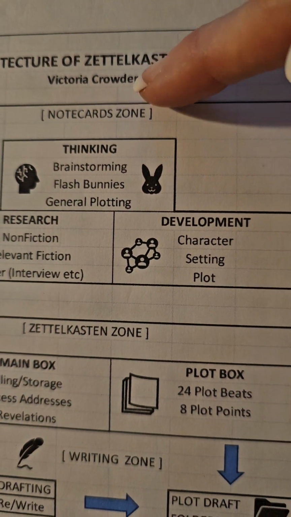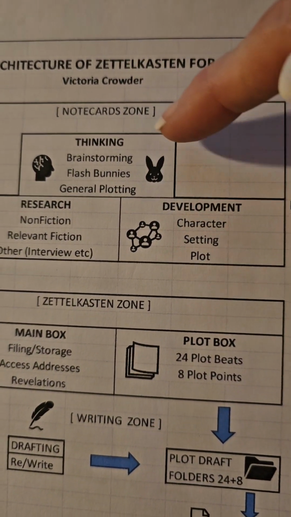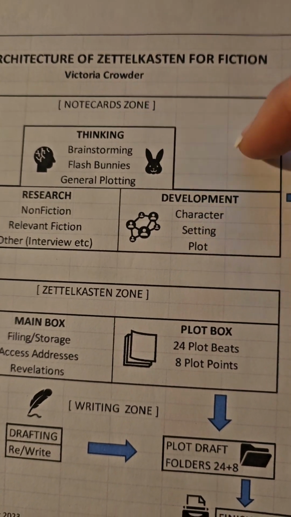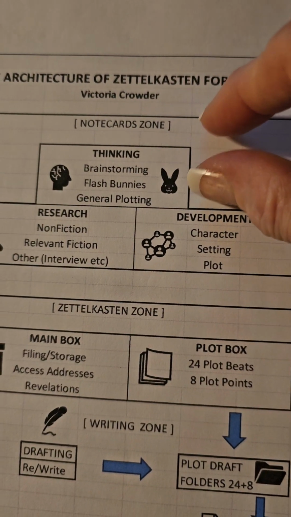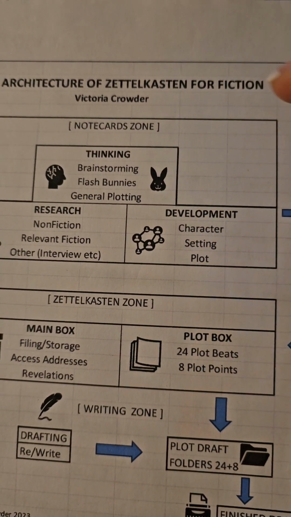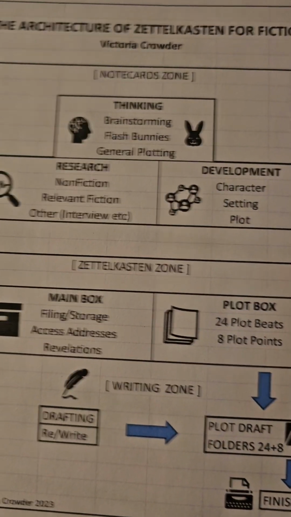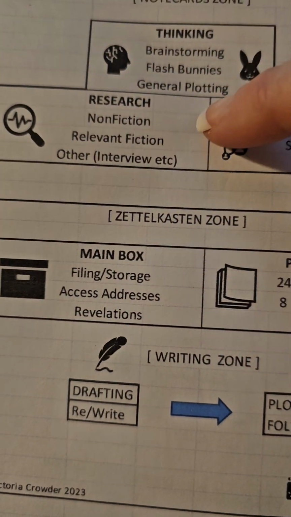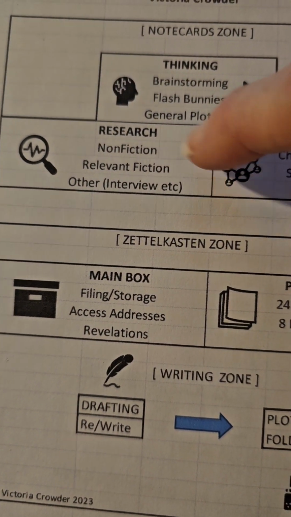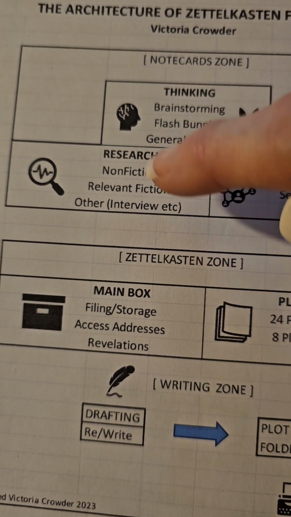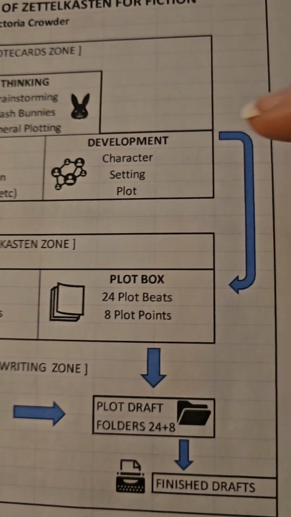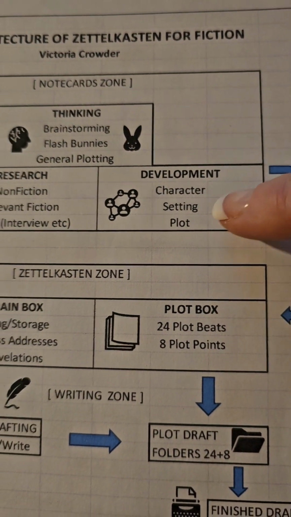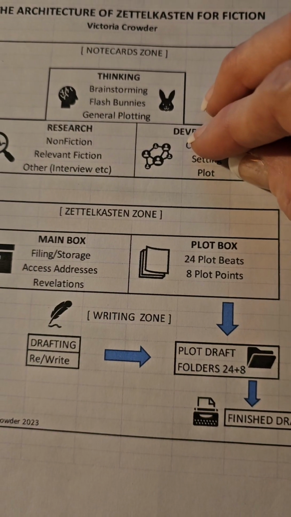First, you have the note card zone. This is where you begin thinking, brainstorming, flash bunnies, we'll talk about those later, general plotting. That's all in your general note card zone. That's where you're developing out the ideas for your story. That is composed of a bucket of research, which could be nonfiction, relevant fiction, other things like interviews, etc. And then also the development of character, setting, and plot. That's the glue that holds your story together.